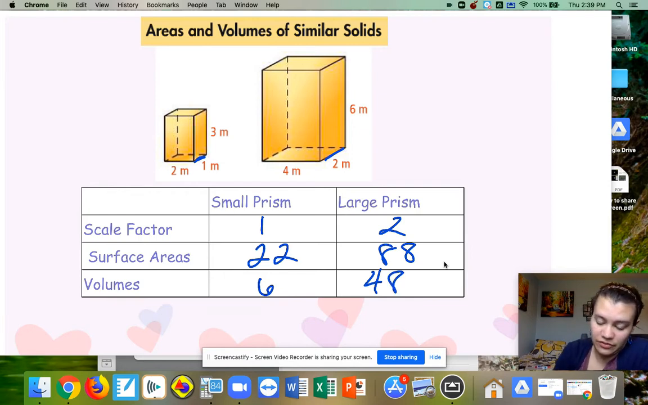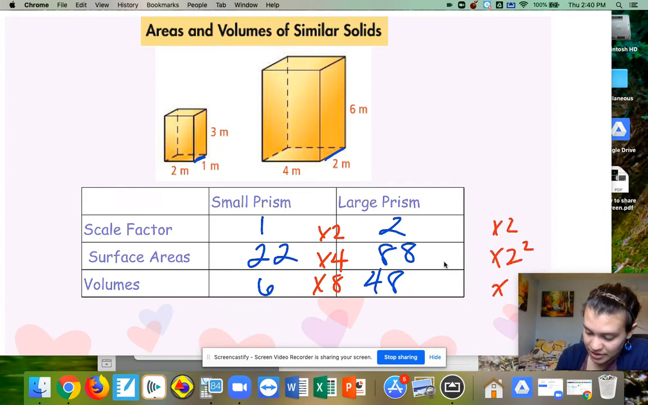So here, if you're looking for a pattern, we're going to figure out what we are doing to each of these to get to the next one. So here you're multiplying by 2, and then by 4, and then by 8. And a way to rewrite this would be times 2 squared, or times 2 cubed.